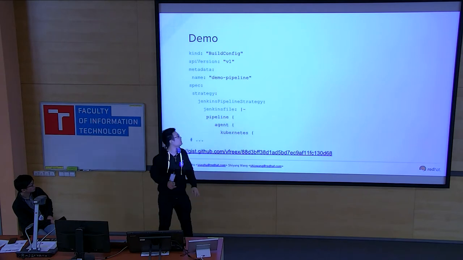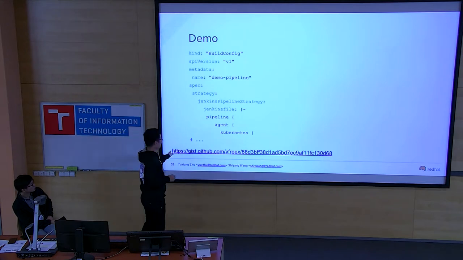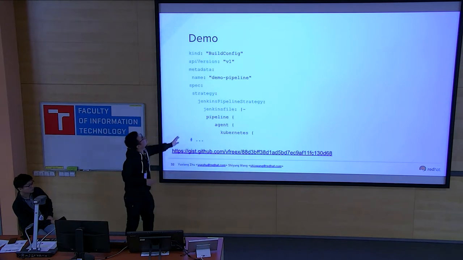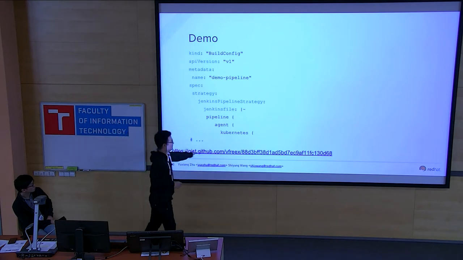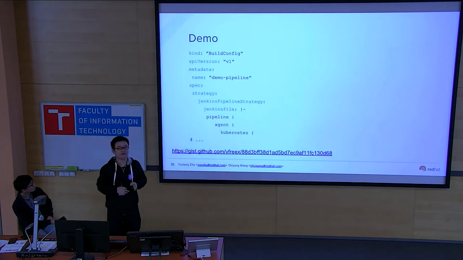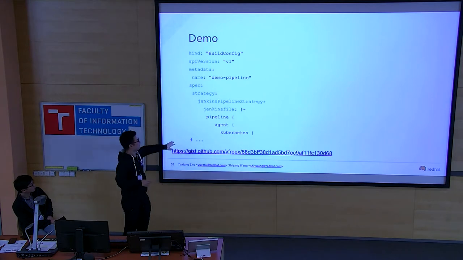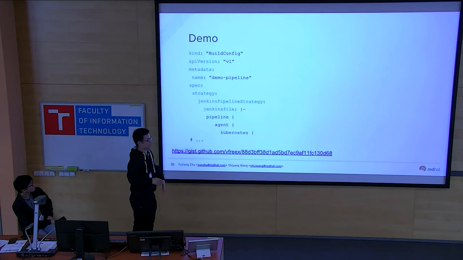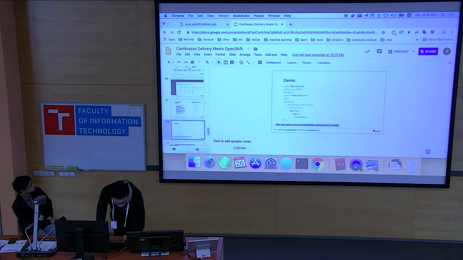So here I have an example build config, and you can download my slides and take a look. If you have a running OpenShift cluster, you can add the YAML file to your OpenShift cluster and click the build button. Let's see how it works.